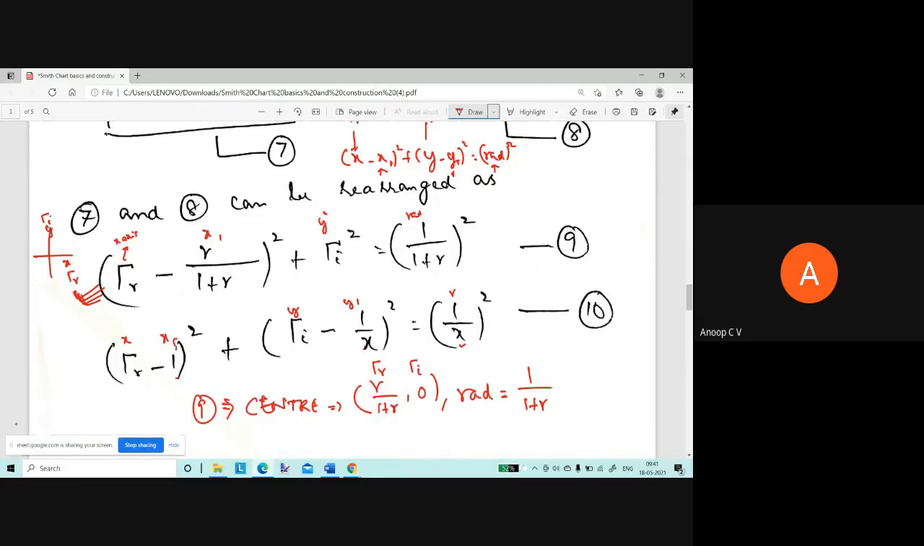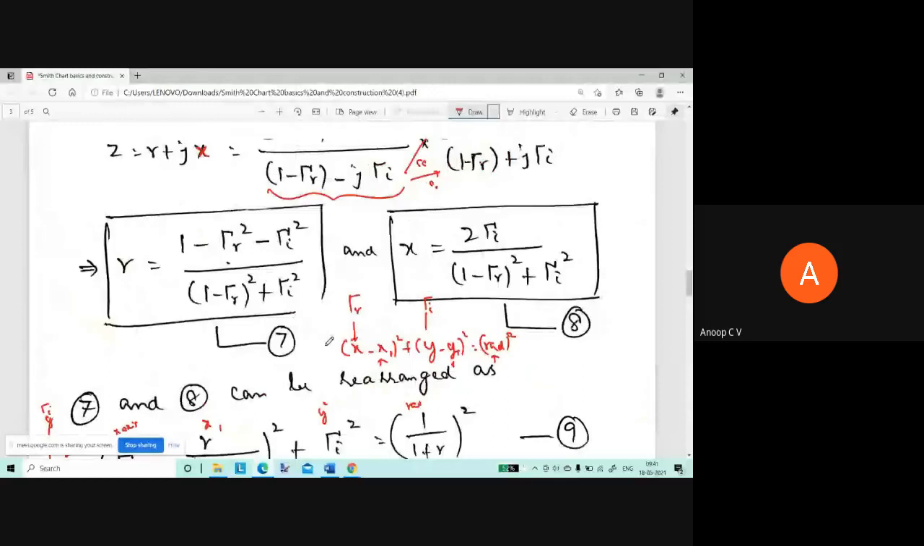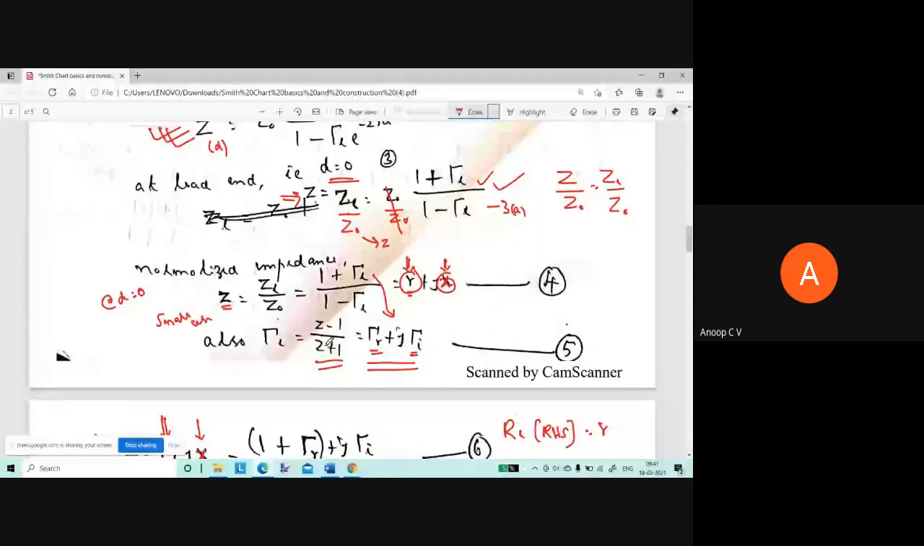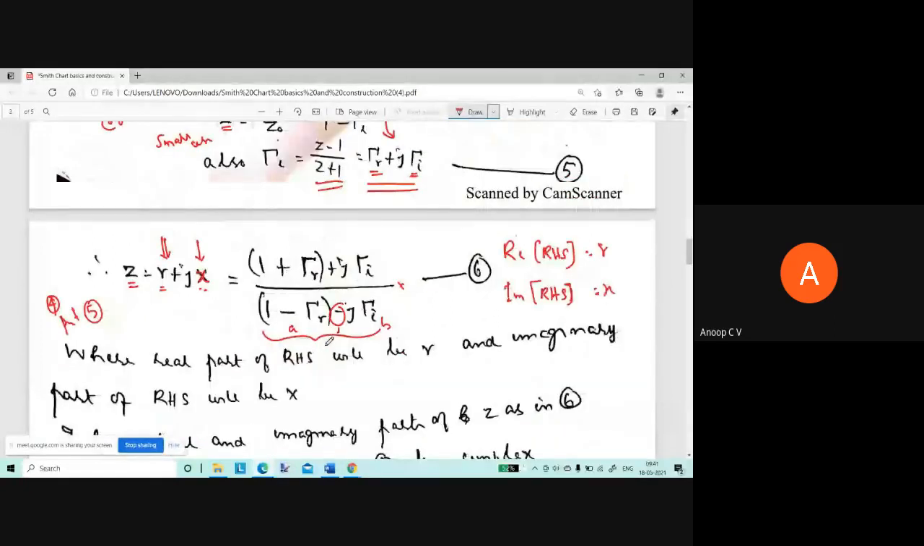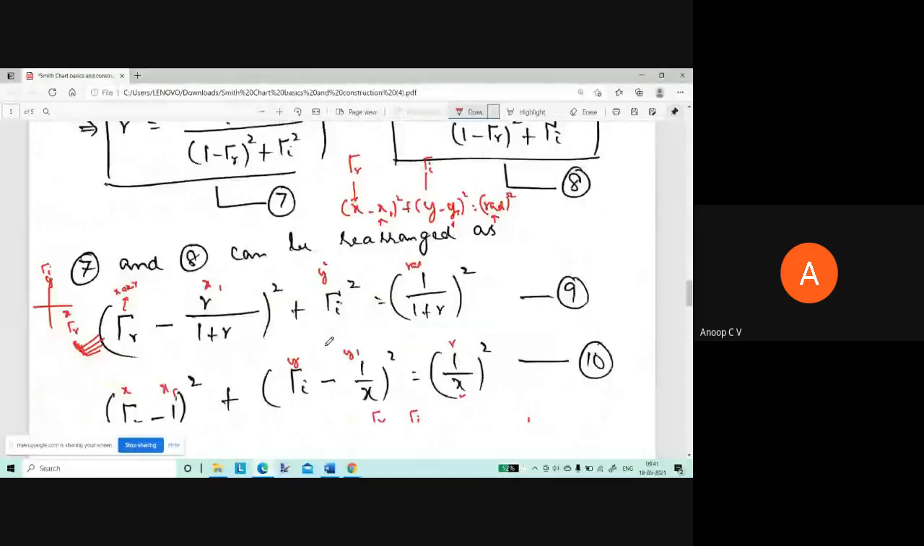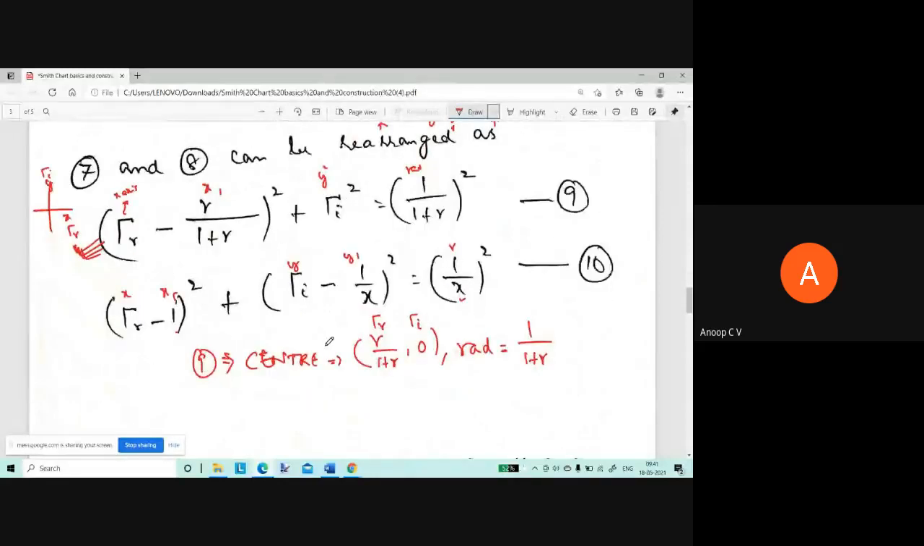You can see many sets of circles, right? Constant r and constant x circles. So are you able to appreciate these are two equations of circles? We'll quickly recollect what we have done. We started with the expression for z. Then we found the normalized impedance. Then we wrote it in terms of gamma r and gamma i. Then we found what is R and what is X, real part and imaginary part. Then we rearranged it in the form of a circle, right? So you should remember these. These are the equations which will construct your Smith chart.